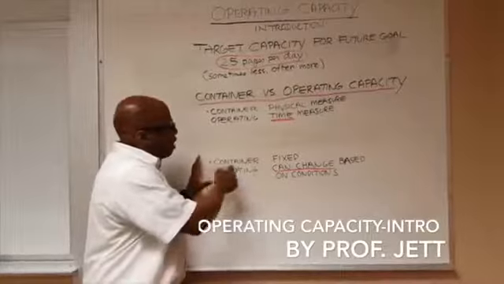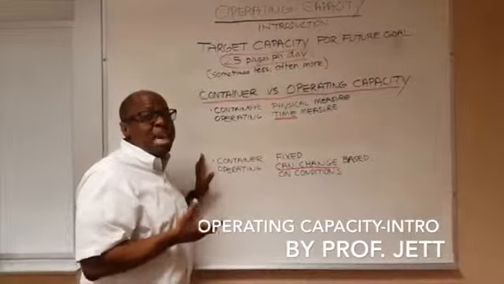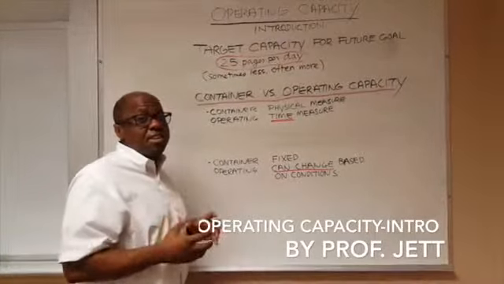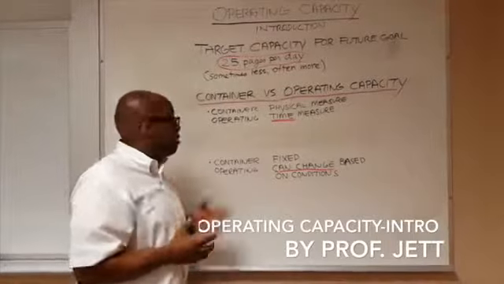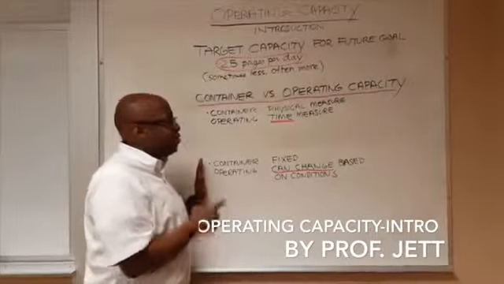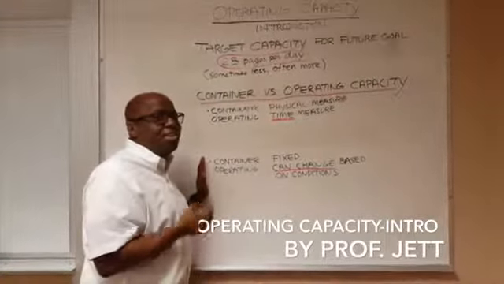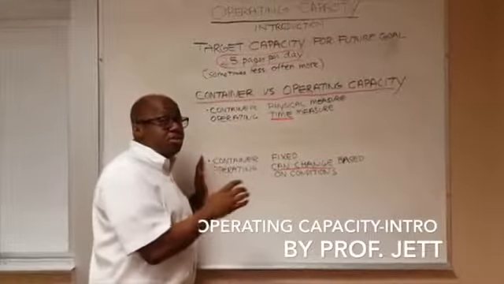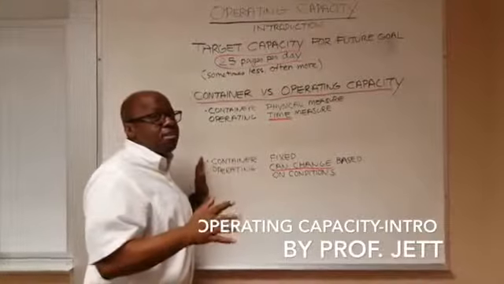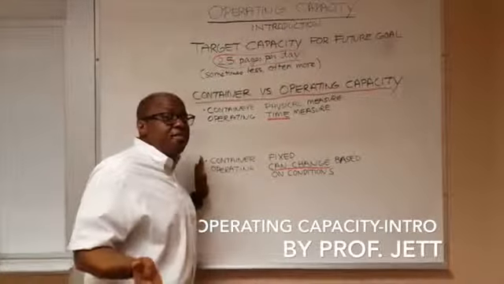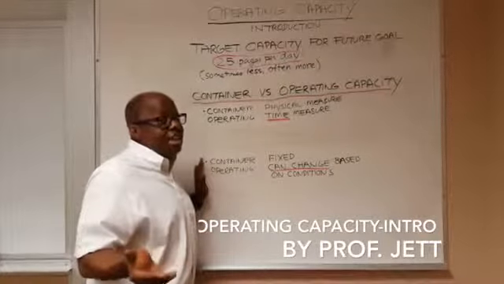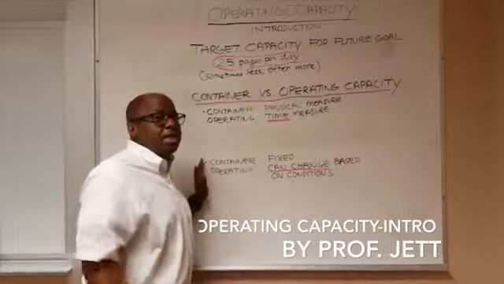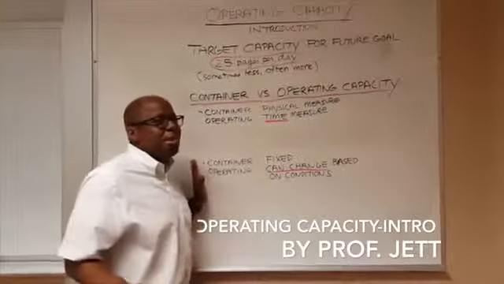And also, the maximum a container can hold is usually fixed. A gallon holds what it holds. Operating capacity can change based on conditions. So even very subtle changes in the conditions can greatly reduce or expand the amount of output that you could have in a day or in an hour or any unit of time. So that's operating capacity.